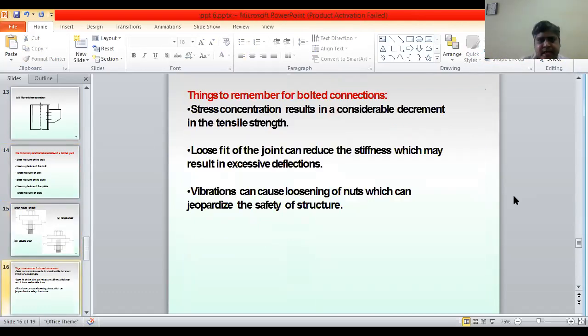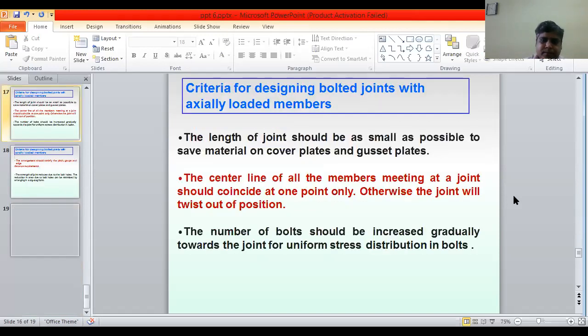Now, things to remember for bolted connections. First, stress concentration results in a considerable decrement in tensile strength. A loose fit of the joint can reduce the stiffness, which may result in excessive deflections. Vibrations can cause loosening of nuts, which can jeopardize the safety of the structure.